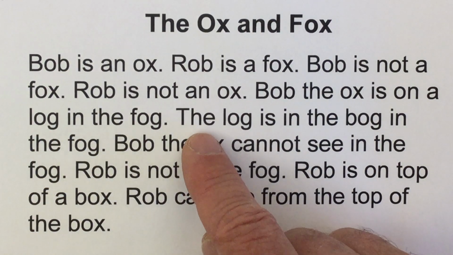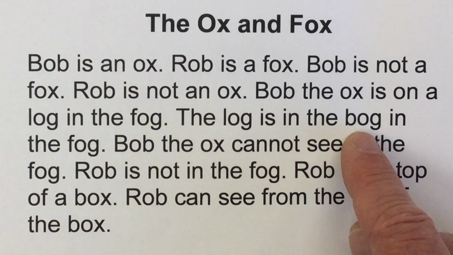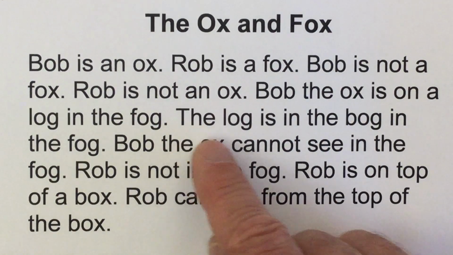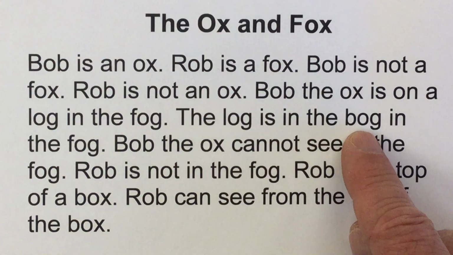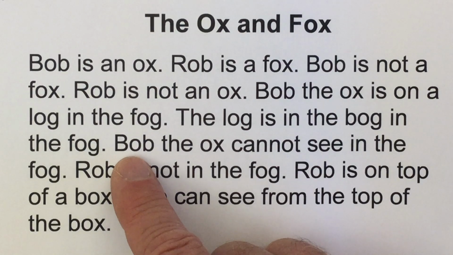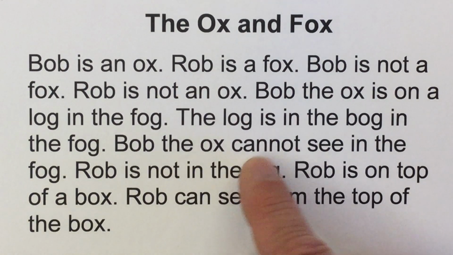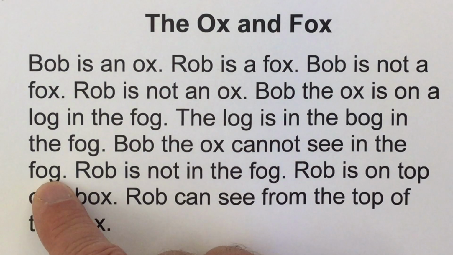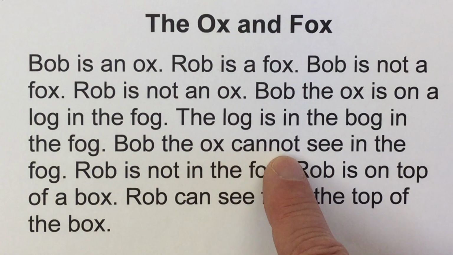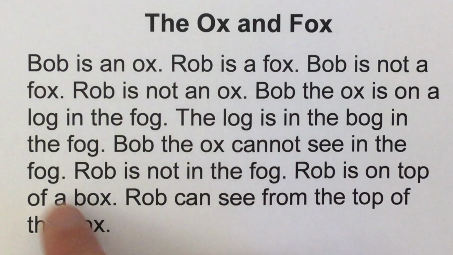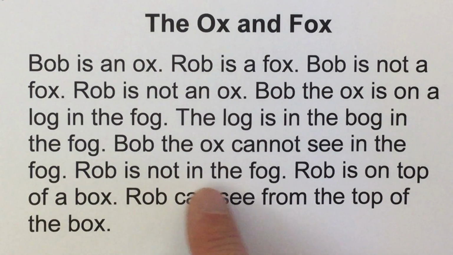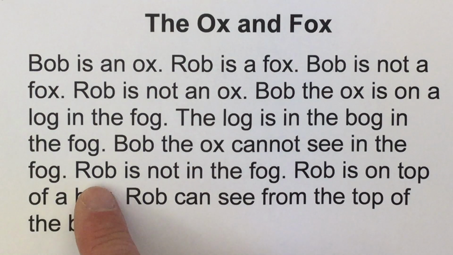Mr. C's turn. The log is in the bog in the fog. Your turn. Mr. C's turn. Bob the ox cannot see in the fog. Your turn. Mr. C's turn. Rob is not in the fog. Your turn.